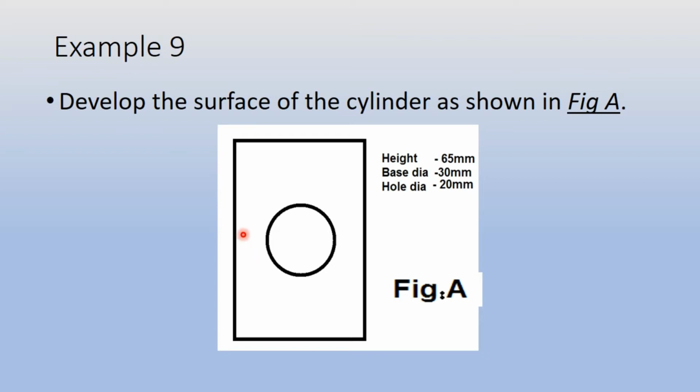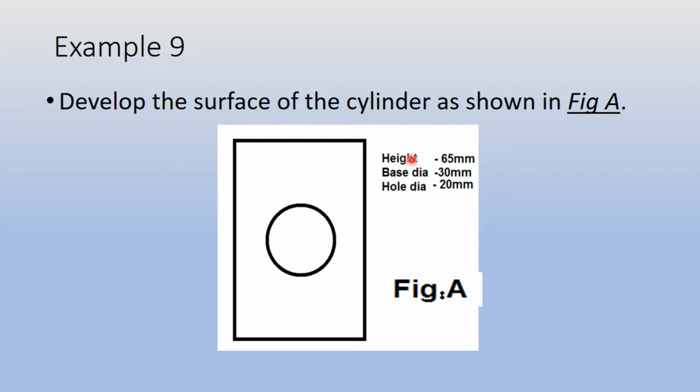Example 9. Develop the surface of the cylinder as shown in figure A. So this is the figure A. This is a cylinder because it is mentioned here in the question. It is a cylinder and you can see a hole, a central hole inside the cylinder.